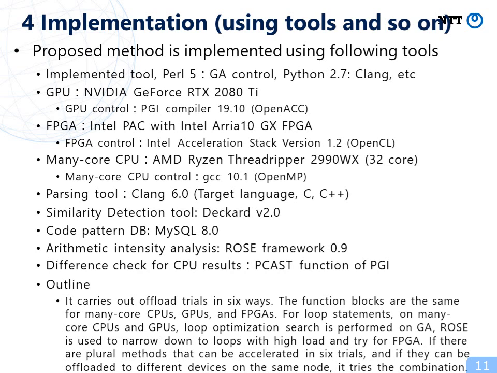It carries out offload trials in 6 ways. The function blocks are the same for many core CPU, GPUs, and FPGAs. For loop statements, on many core CPU and GPUs, loop optimization searches for performance with GA. And arithmetic intensity is used to narrow down to loops with high load and try them for FPGA. If there are prior methods that can be accelerated in the 6 trials, and if they can be offloaded to different devices on the same node, it tries a combination.